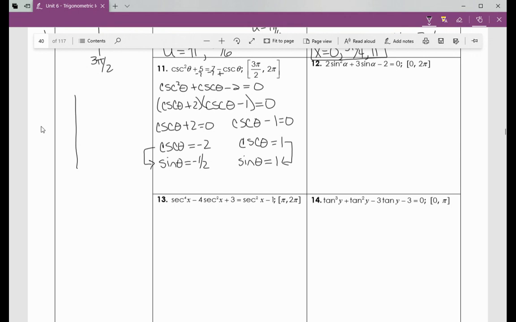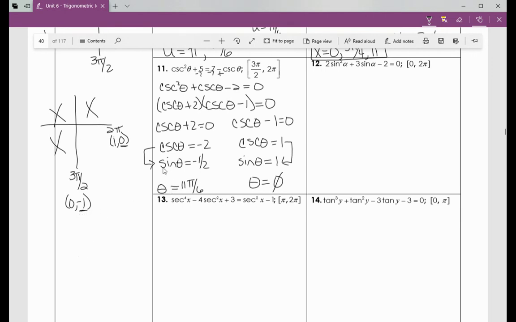Now, my interval that I am restricted to is 3 pi over 2 to 2 pi. So I am not interested in anything coming out of the other 3 quadrants. Sine is negative 1/2 at the angle 11 pi over 6. All right, and cosecant or sine equaling 1 in this quadrant does not exist, because here you have the point 1, 0, and here you have the point 0, negative 1. Sine has to be positive 1, and sine is not positive 1 at either one of those locations.